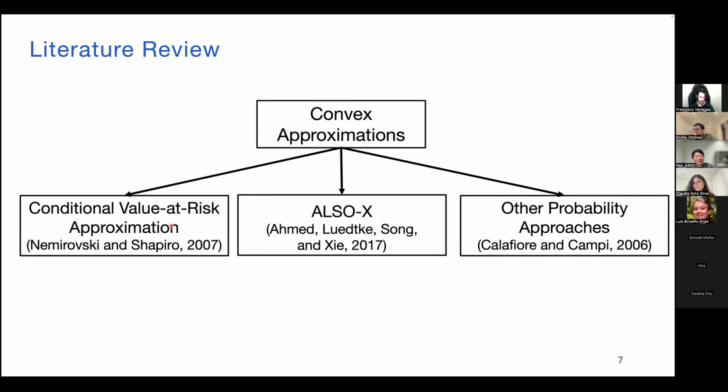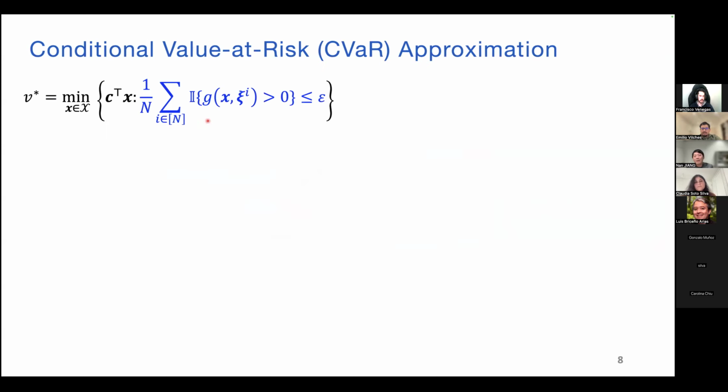What is the CVaR approximation? So we can write this chance constraint this way. Previously, we have the less than or equal to and the greater or equal to 1 minus epsilon. So we just flip the sign, and then we're going to use the violation. So that's to say their total violation should be less than or equal to epsilon. And we can draw this indicator function. If this function is positive, that means this constraint is violated.